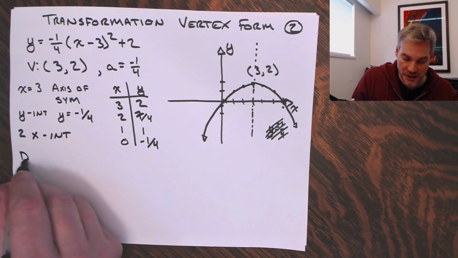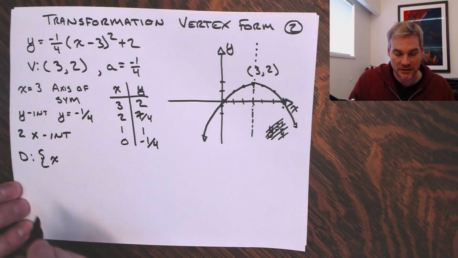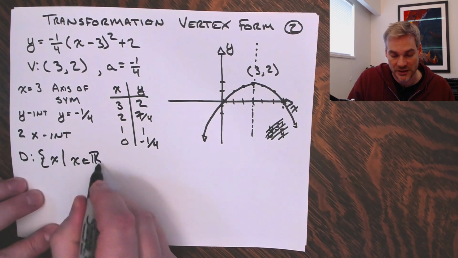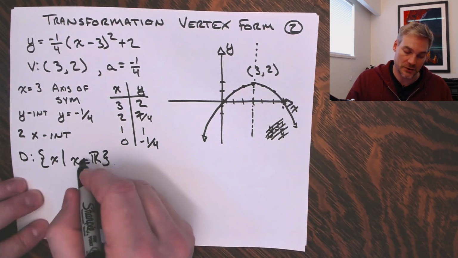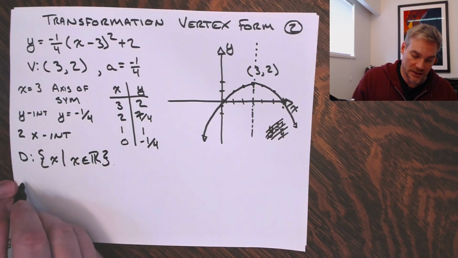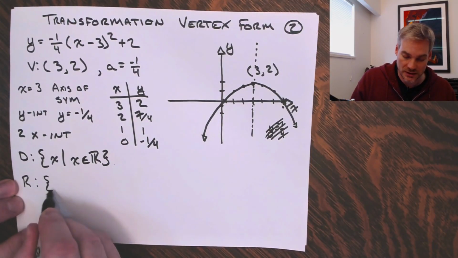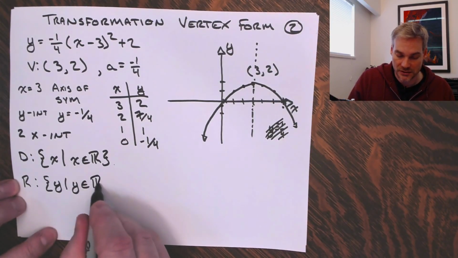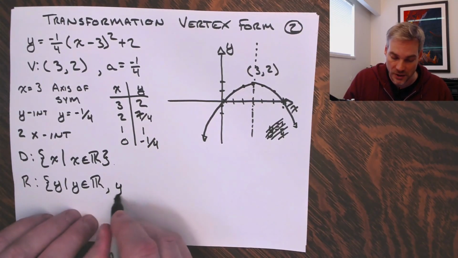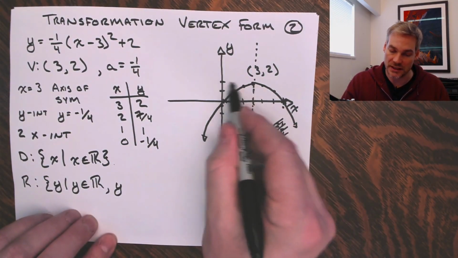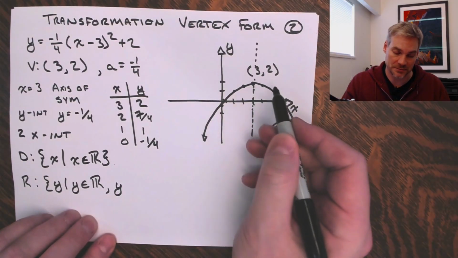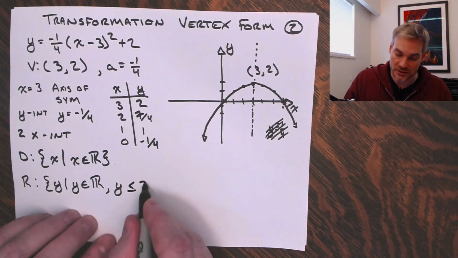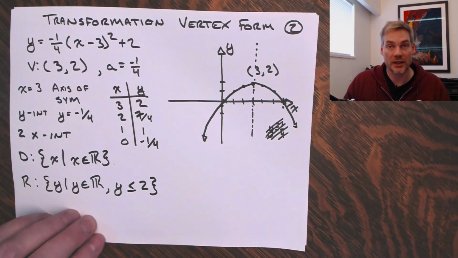So then we write our domain. The domain is the set of x such that x is an element of the real numbers. And that's it for all polynomials. And then we do our range. And our range is y such that y is an element of the real numbers and y. So here we see that it can't be bigger than this. y has a maximum. So y has to be less than, but it can equal 2. And that's it.